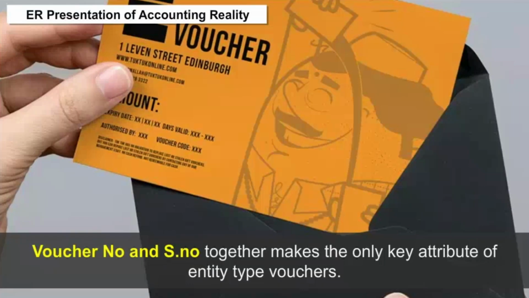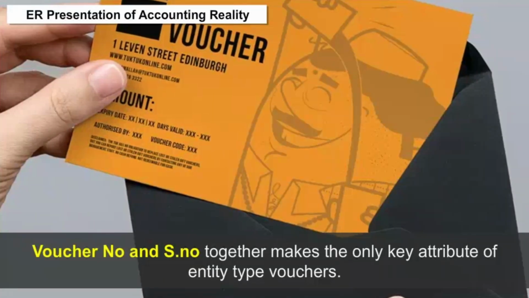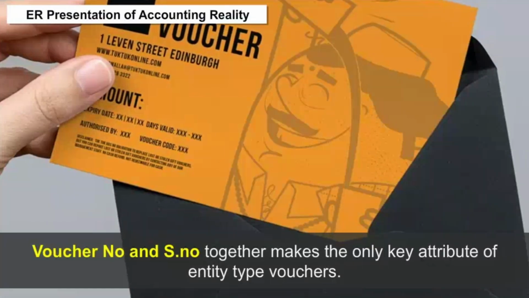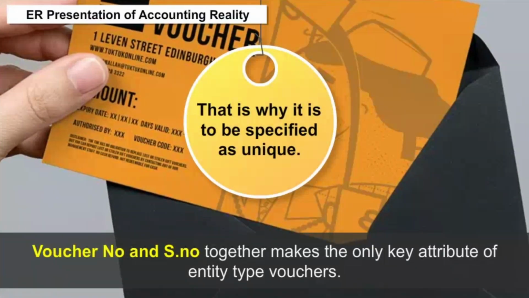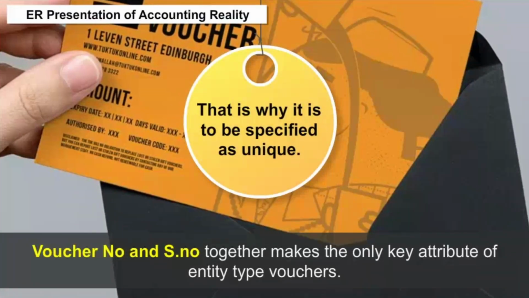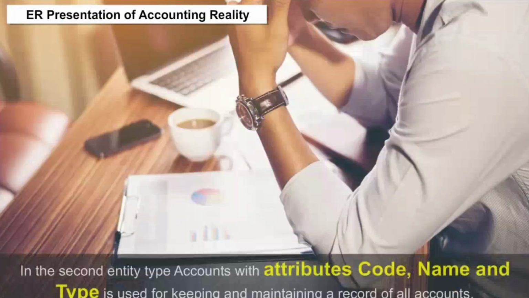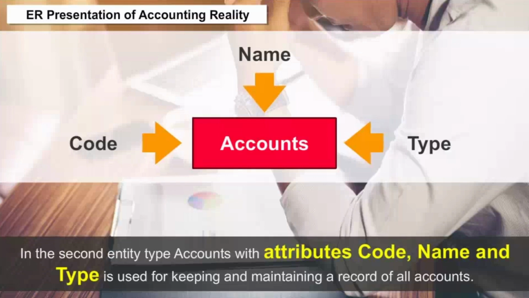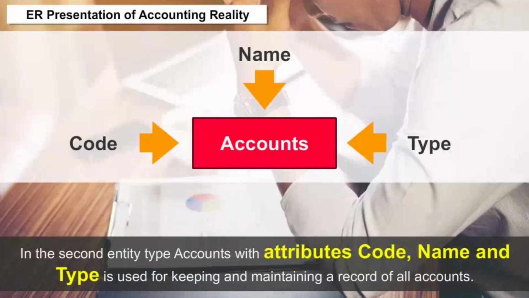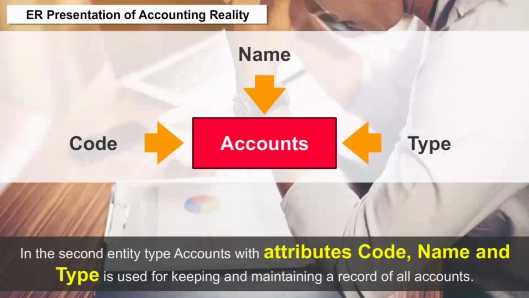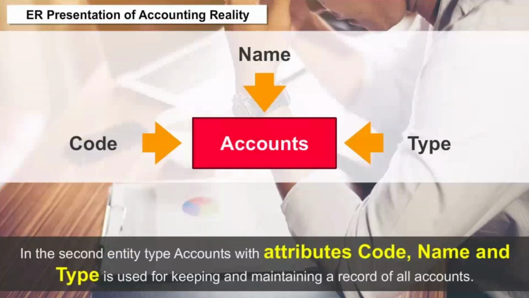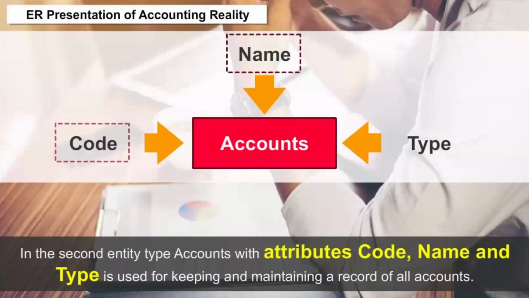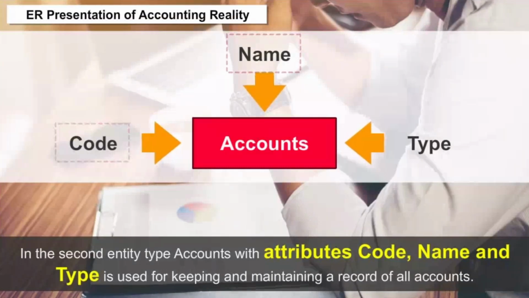Voucher number and serial number together make the only key attribute of the entity type vouchers. That is why it is to be specified as unique. The second entity type, accounts, with attributes code, name, and type, is used for keeping and maintaining a record of all accounts. Both code and name can be considered key attributes because they are specified as unique.